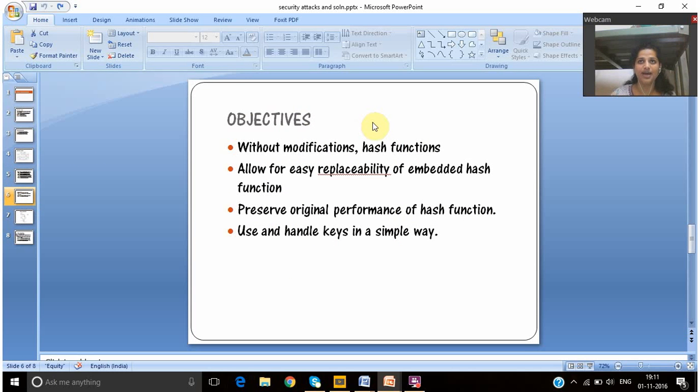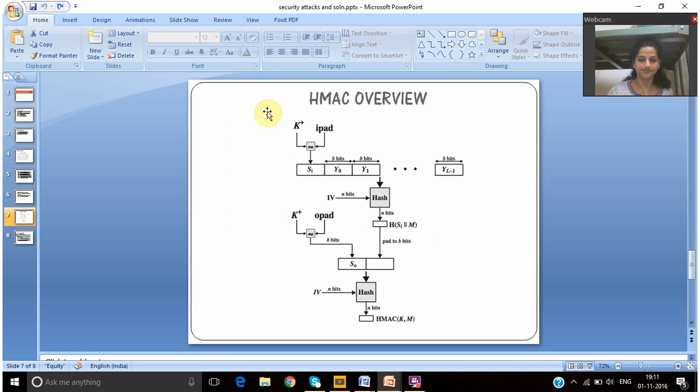Now in MAC protocols, the original message was padded with extra bits to divide it into an equal number of blocks, but in HMAC this is without modification. So there is no modification of the original message and the originality is preserved. And also the use and handling of keys is very simple. So let's see how HMAC works.